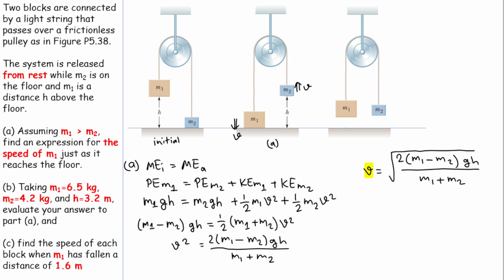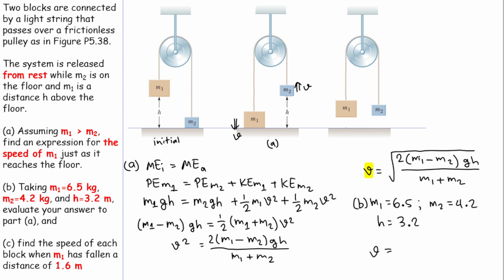And for B, we are given the numerical values of M1, M2, and h. So for question B, M1 will equal 6.5, M2 will equal 4.2, and h is 3.2. And we can just plug this into this formula. So I will have V here.